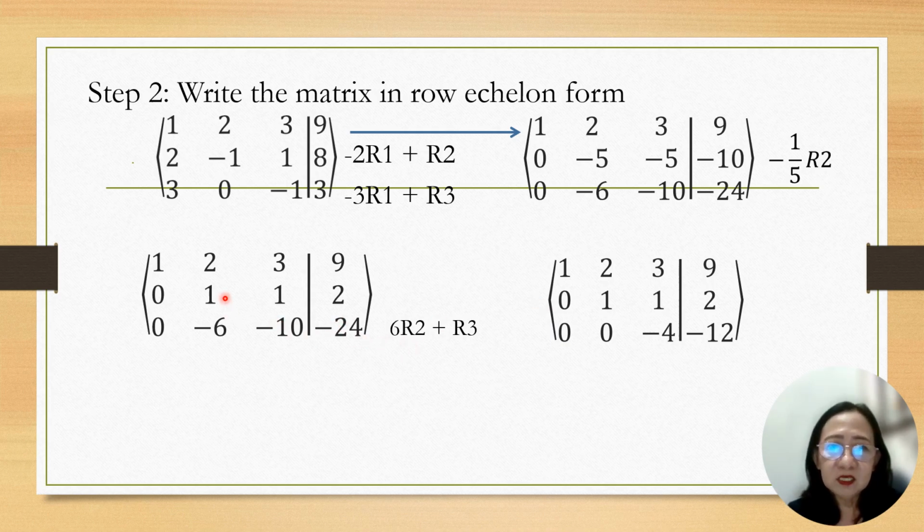6 times 1 is 6. Added to negative 6, we have here 0. Then we have 6 times 1 is 6. Added to negative 10, that's why we have here a negative 4. And then 6 times 2 is 12, added to negative 24, we arrive at negative 12. So the first pivot, second pivot, these are already 1.